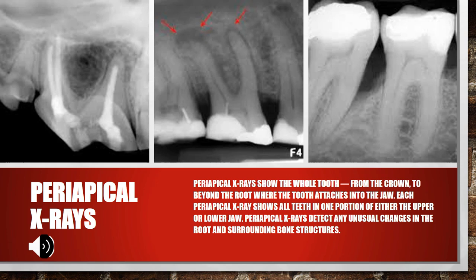It also helps us identify abscesses that have occurred within the surrounding structures itself. This may be at the root of the tooth or within the bone itself. It also helps us to identify certain periodontal disease which has affected the alveolar bone itself.